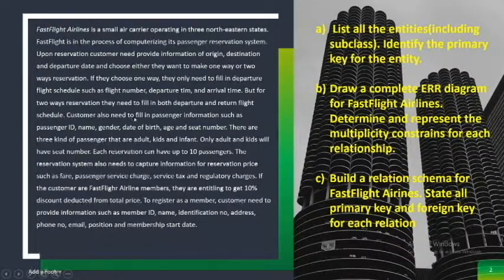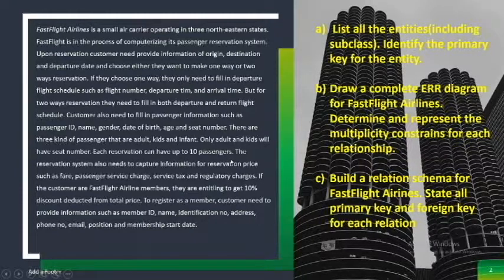They also need to fill in passenger information such as passenger ID, name, gender, date of birth, age, and seat number. There are three kinds of passenger that are adult, kid, and infant. Only adult and kid will have seat number. Each reservation can have up to 10 passengers. At this one, we can know that the relationship is one to many.